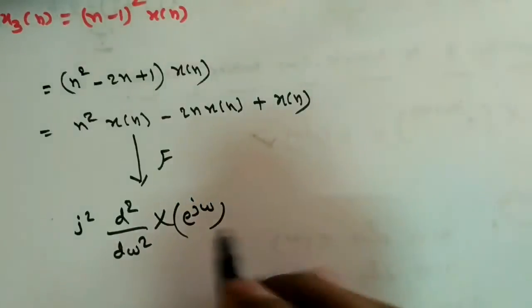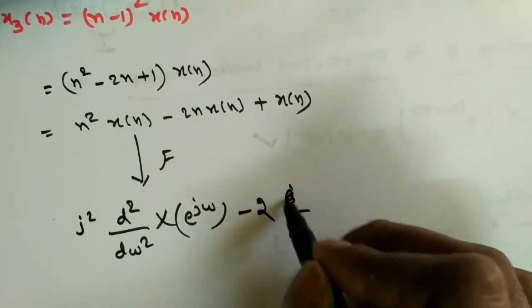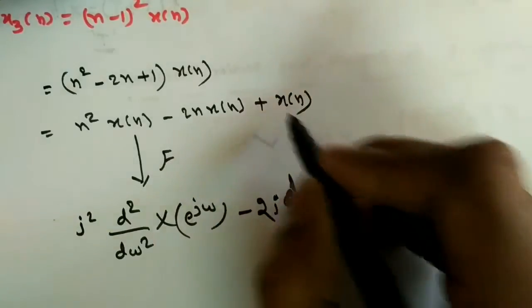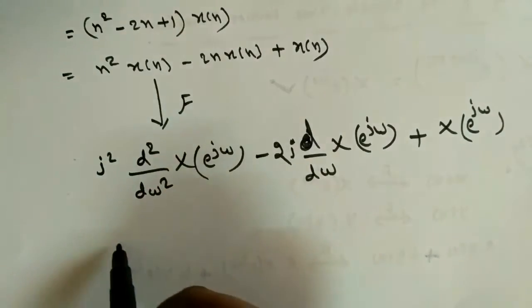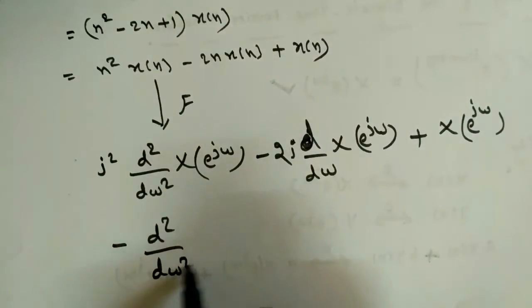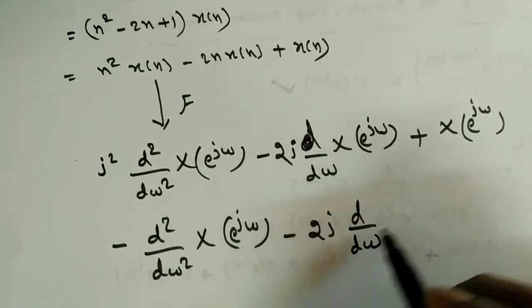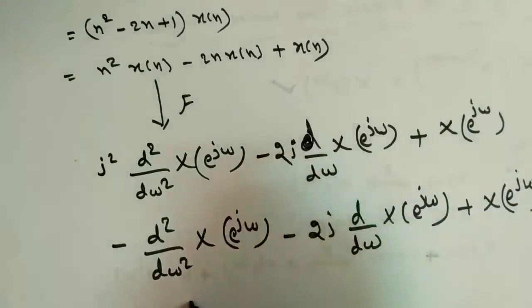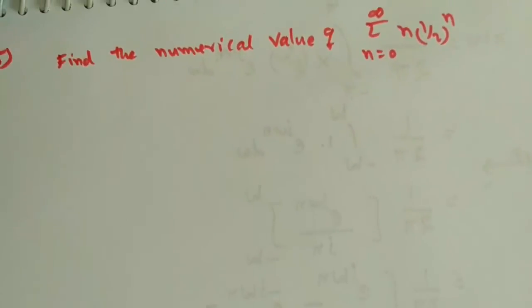So j square minus 2, and n means 1 time differentiation, j into d by d omega of x of e power j omega, plus x of n means simply x of e power j omega. So j square means I will get minus: minus d square by d omega square of x of e power j omega, minus 2j d by d omega of x of e power j omega, plus x of e power j omega. So this is the Fourier transform of this sequence, right? Next one we'll solve.